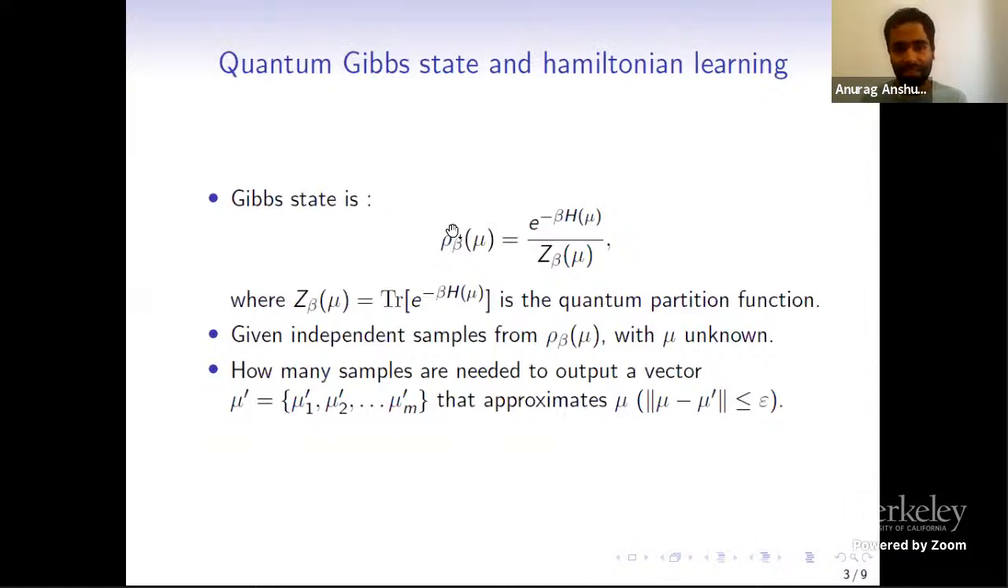So a Gibbs state is a special quantum state that is derived from a Hamiltonian, which essentially is exponential in H up to a factor which is called inverse temperature. And Z is a factor which normalizes the quantum state. The goal here is that given independent samples from the Gibbs state, where the terms mu are unknown, can I figure out what mu is? That is, can I figure out mu prime, which is a vector of m numbers, which approximates mu. So this is the problem of learning the Hamiltonian, because the parameters mu specify the Hamiltonian.